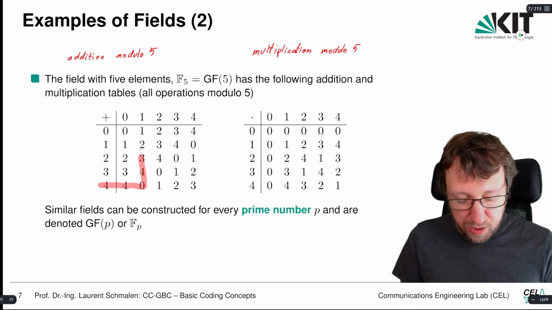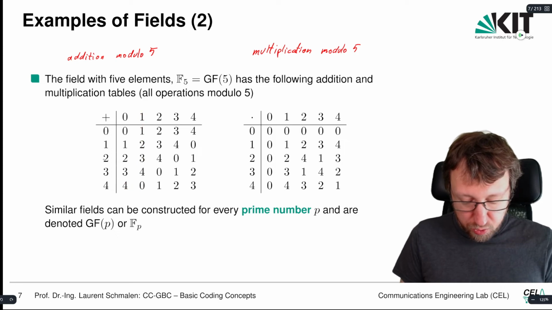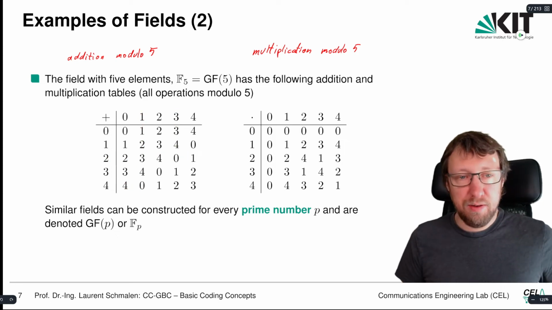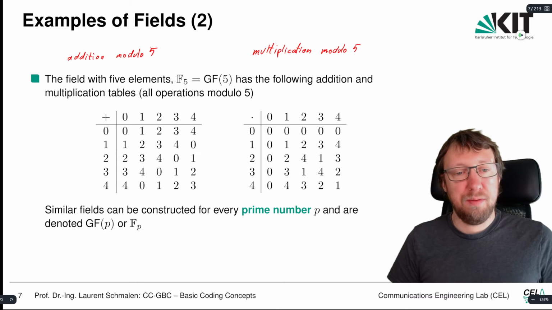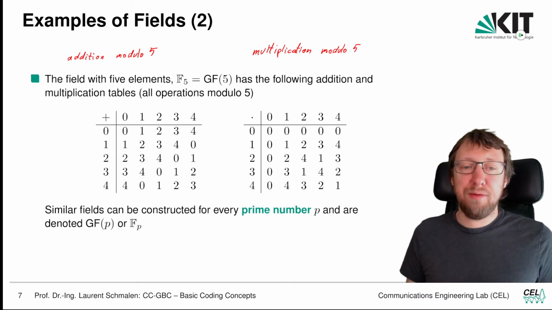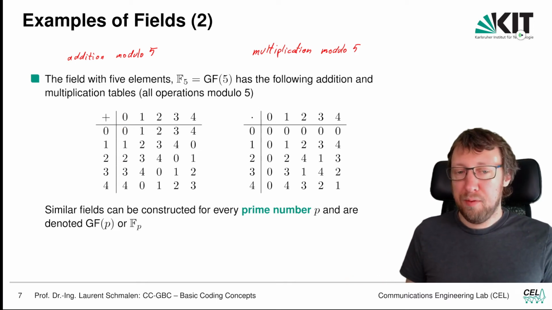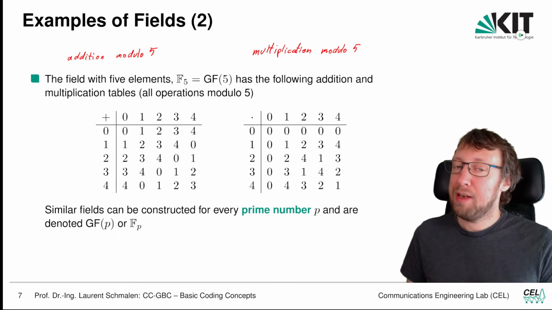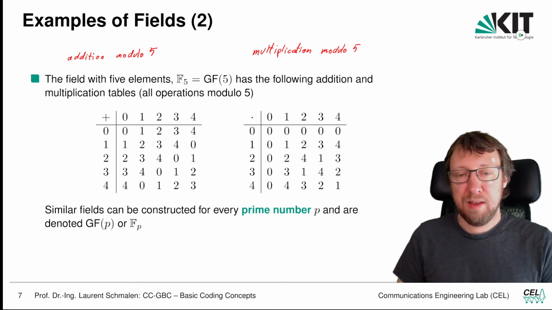Same, 4 plus 1 is equal to 0, 2 plus 3 is equal to 0, and so on. And 0 plus 0 is also equal to 0. So we have an additive element for the addition. For each element, there exists an inverse.